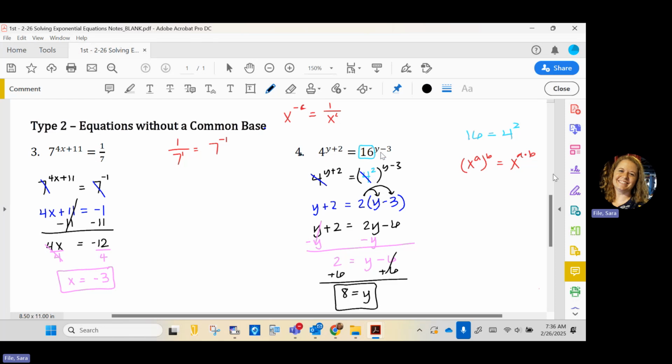And then over here, 8 minus 3 is 5. So 16 to the 5th or 4 to the 10th. And it does check out because if you think about the 16 as 4 squared, and then you have 4 squared to the 5th, the 2 times 5 is 10, isn't it? So it's 4 to the 10th equals 4 to the 10th. So I know it checks out, but you could check it in the calculator to make sure.